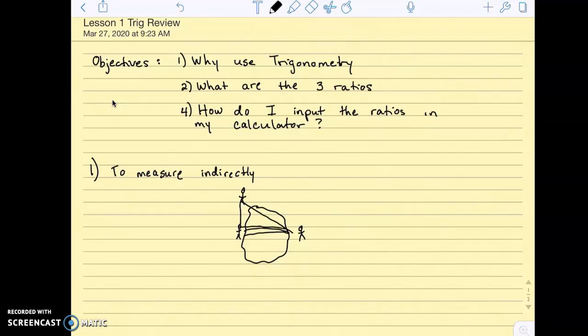By making this right triangle, I can measure my angle theta, and I can measure the distance from Svetlana to Chris, because I can walk that. Using trigonometry, I can find the distance across the lake. So we use trigonometry to measure indirectly.